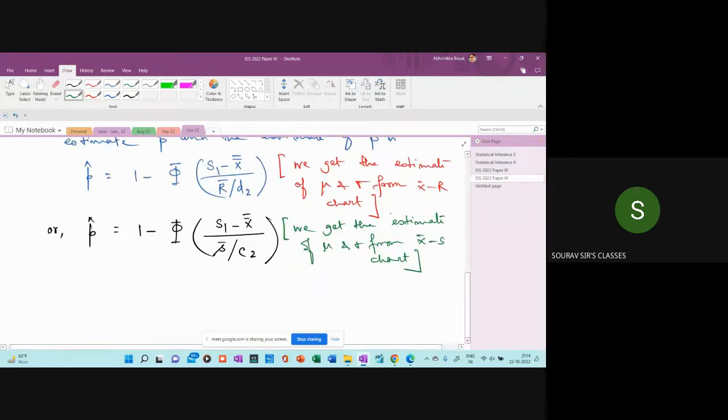Okay, so this is how we have obtained this proportion of non-conforming items. Next is my process capability ratio. My measure number 2 is process capability ratio, and this is one of the important measures.